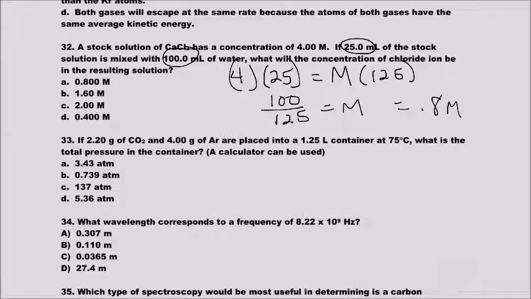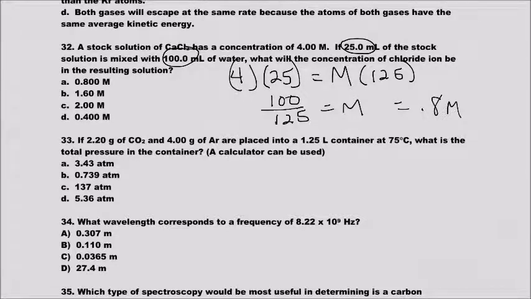All right, moving on to 33. You have 2.2 grams of carbon dioxide and 4 grams of argon in a 1.25 liter container at 75 degrees Celsius. What is the total pressure in the container? Okay, these numbers are a little tough, so we can use a calculator. If this was an AP question, the numbers would be a little easier, but just making sure you can work through this math is important at this point.